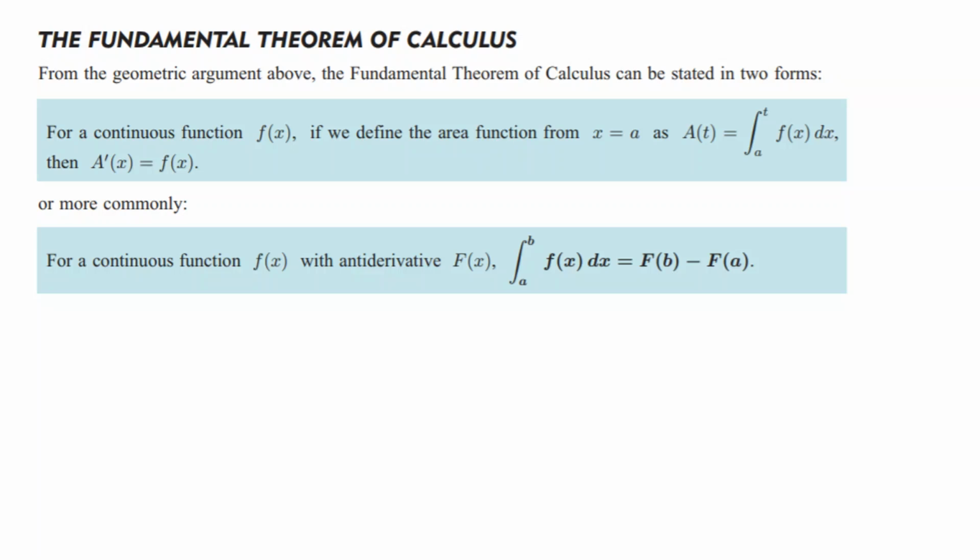the fundamental theorem of calculus can be stated in 2 forms. One of them is that if A of t is equal to the integral from a to t of f of x dx, or more commonly we can just say in between a and b, then to find the actual area, we just substitute a and substitute b into capital F of x, which is the antiderivative of f of x, to get the actual area. We're going to be talking about how to find the capital F of x later.